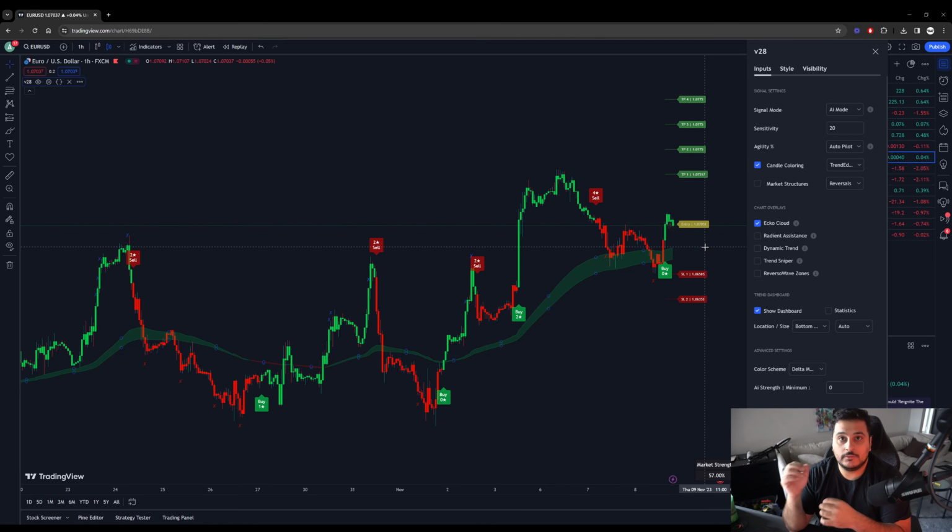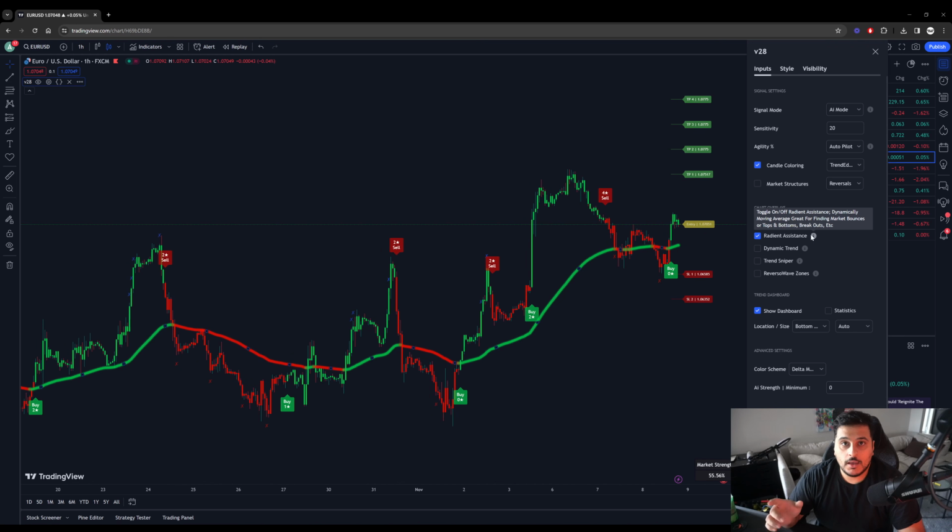Again, it just gives you the bullish and bearish trend at that given time, just like the trend cloud in version 27. Now, next up, guys, we have the Radiant Assistance. Again, we explain what it does exactly on the settings icon right here. Toggle this on and off for a dynamic moving average to find great market bounces and tops and bottoms, as well as breakouts. So for example, you can use this line here as support resistance. You can use it as a bounce off area. If you're in this buy signal, you saw the price come up and then touch this area again, there could be a good chance the price bounces back up a lot higher and creates a new high.